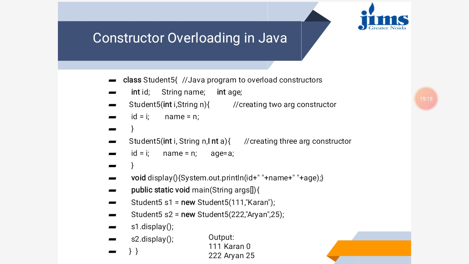Because once we have called constructor with two parameters, then third variable is being initialized with its default value, that is 0. So in this program, we can see that there are many constructors in the program, and based upon the object creation, we can call any of these two constructors. So this is known as constructor overloading.